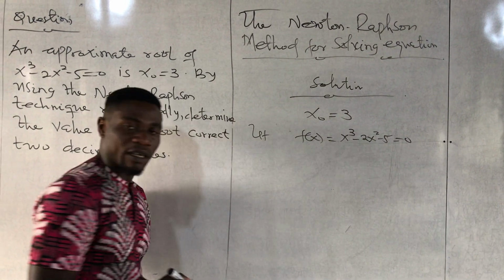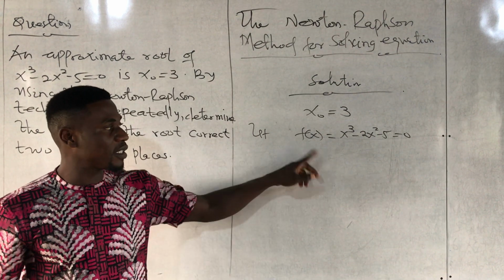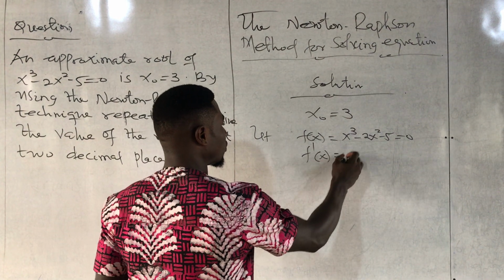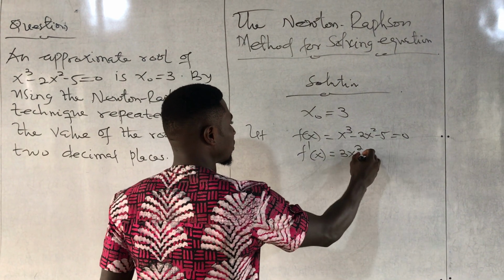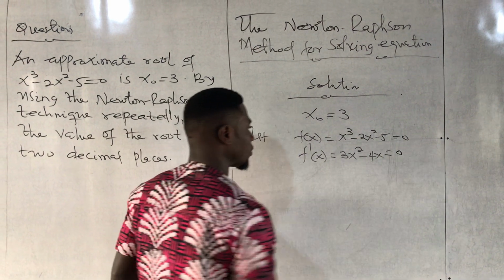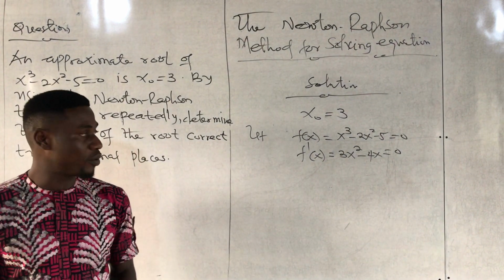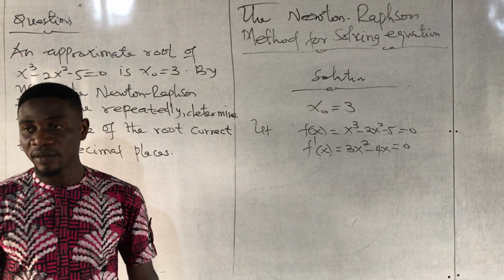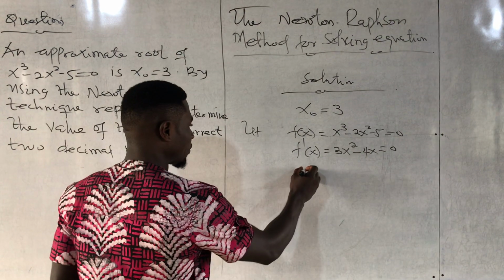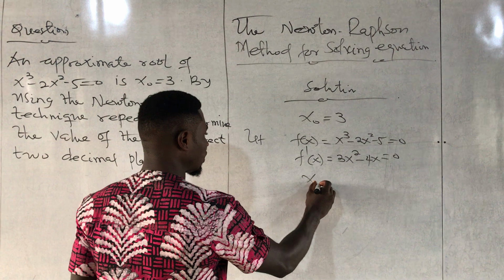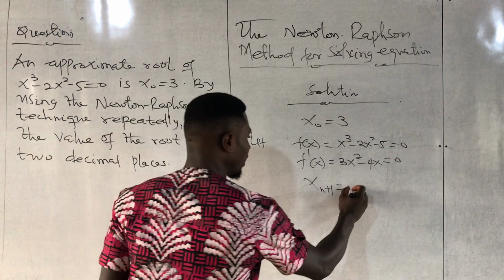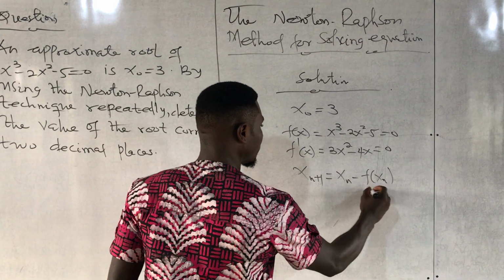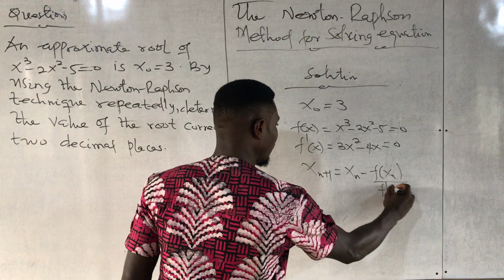Now we differentiate the function you see there. When you differentiate, you have f'(x) = 3x^2 - 4x. Do you understand that? After differentiating this, what you have to do is to write the Newton Raphson formula. So we have x(n+1) = x(n) - f(x(n)) over f'(x(n)).